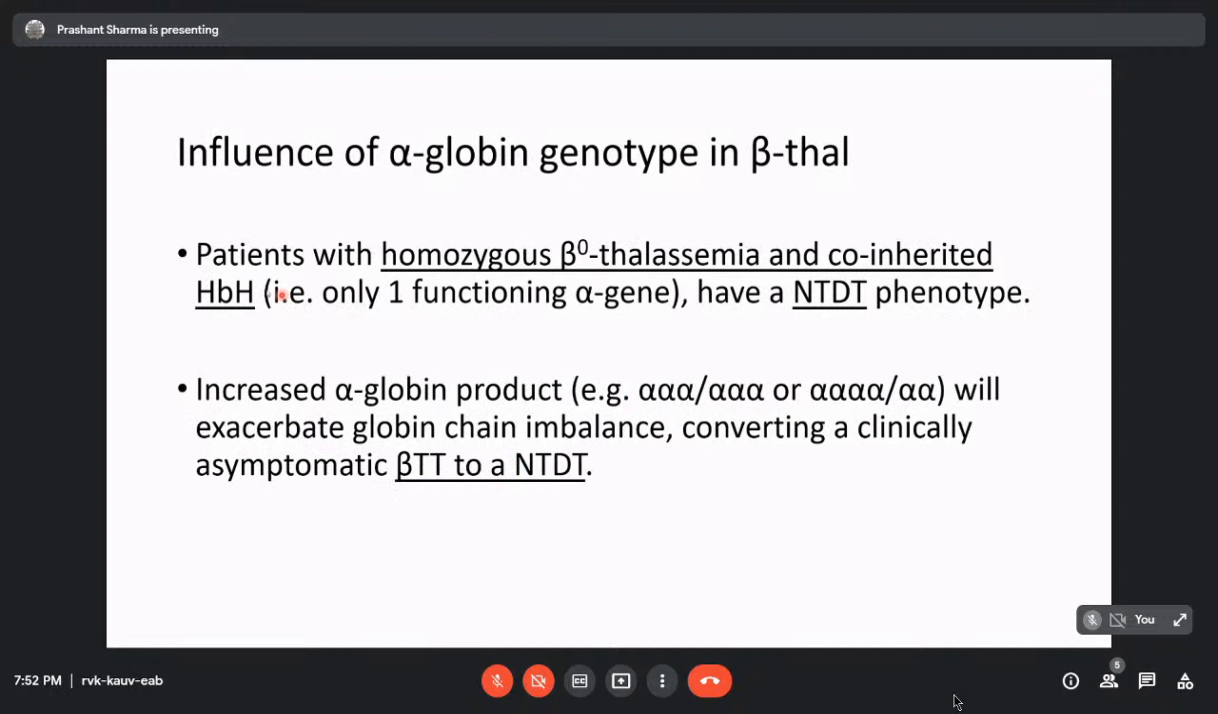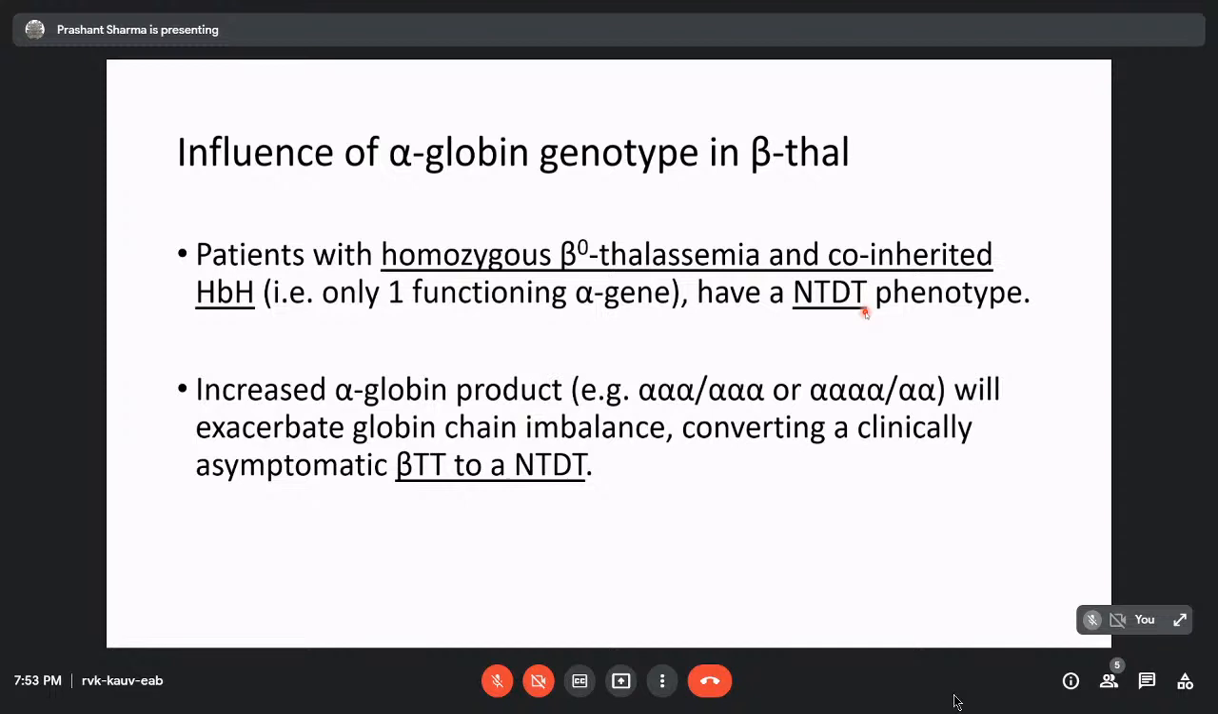So let's see specific examples. Patients who have homozygous beta naught thalassemia, that is, they are expected to be transfusion dependent, but they co-inherit HbH disease. So again, a lot of it will be clearer once we talk the next time. HbH disease patients have only one functioning alpha gene.